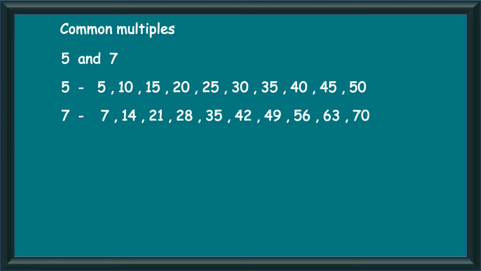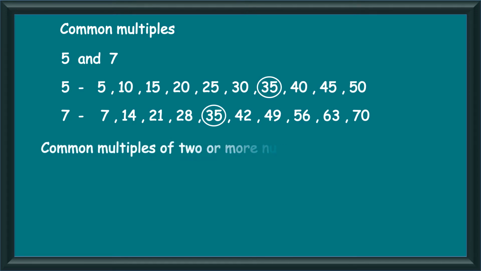You can see that the common multiple of 5 and 7 is 35. But this does not mean that two or more numbers will have only one common multiple. The common multiples of two or more numbers are not limited. Just as the number of multiples of a number are endless, the common multiples of two or more numbers are also endless. Let's see an example.